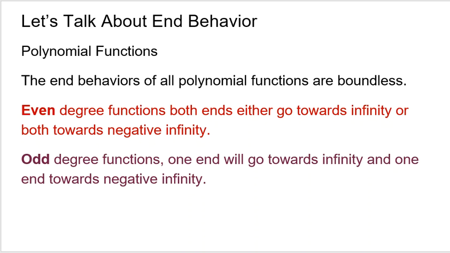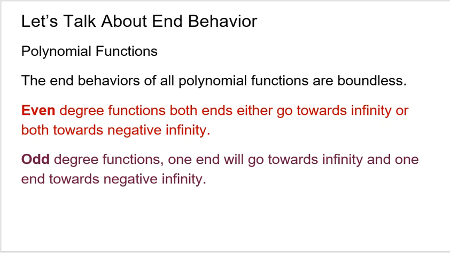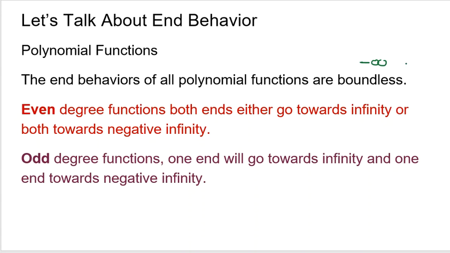So a polynomial function, the end behaviors of all polynomial functions are boundless. Boundless means that they don't exist. They either go towards infinity or negative infinity. So you really don't have any bounds. That's why it's called boundless. So we're going towards negative infinity or infinity, which again means does not exist.